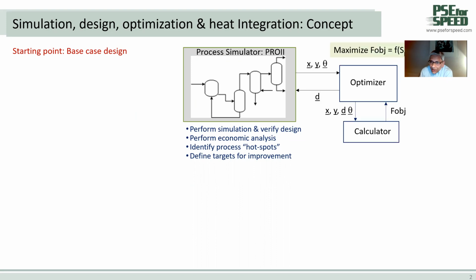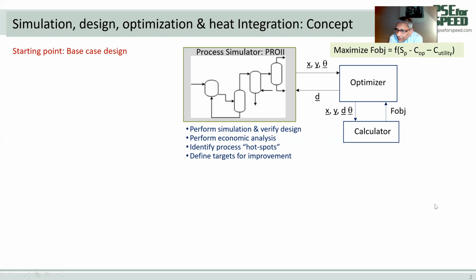And these targets for improvement will then be used to define the optimization problem, where starting with the optimizer will give some initial values for selected design variables, which will then be passed into PROII. PROII will do the simulation and pass back to the optimizer all the stream values and all the process values. Using these values, the optimizer will calculate the objective function, in this case to maximize the profit, for example. And in the objective function, which you might not be able to see, I will push it upwards, okay, the objective function has the revenue from sale of the product, operating cost, and also the utility cost.